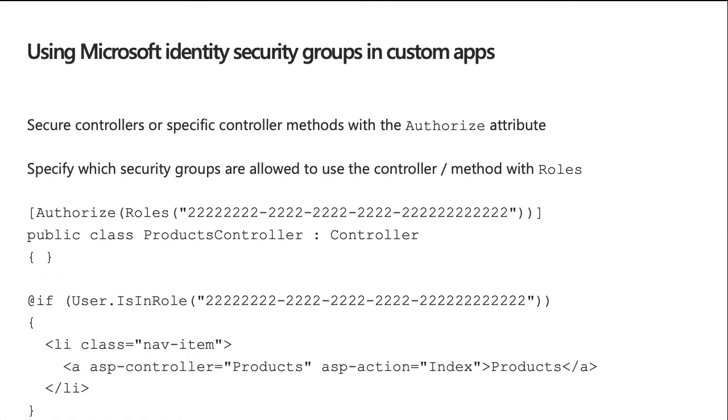You can also use the group information in code. So you could use the property User.IsInRole and then pass in the GUID of the role ID or the group ID. For example, the code that you see here is only going to show the products navigation link if the user is in a specific group.